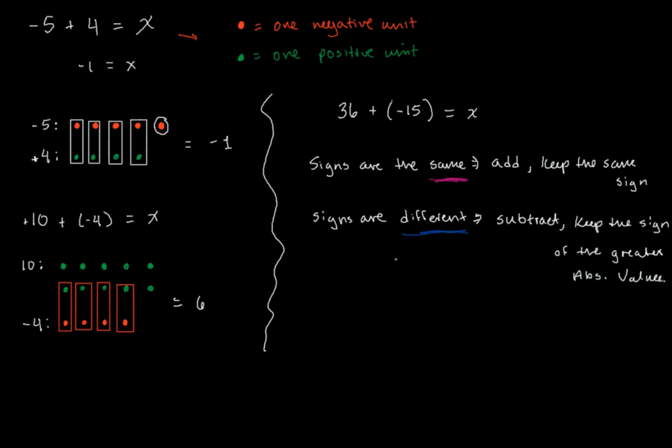Now, what do I mean by that? Let's take the case of 36 plus negative 15. Okay. So what I'm noticing here is that this 36 is a positive 36, so it gets a plus sign over here. And directly in front of this 15 is a negative sign. So the signs are different, which means I'm going to subtract normally, and then I'm going to keep the sign of the greater absolute value.